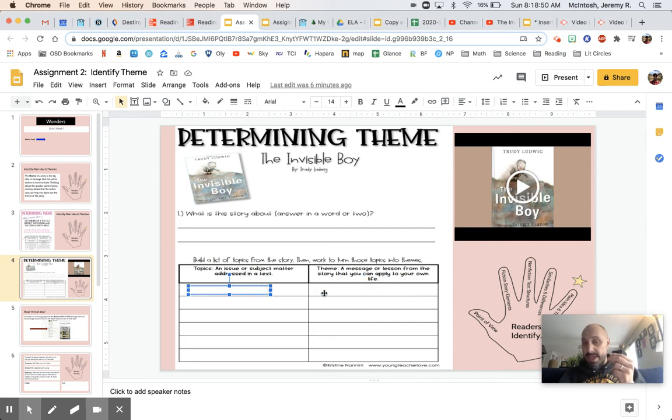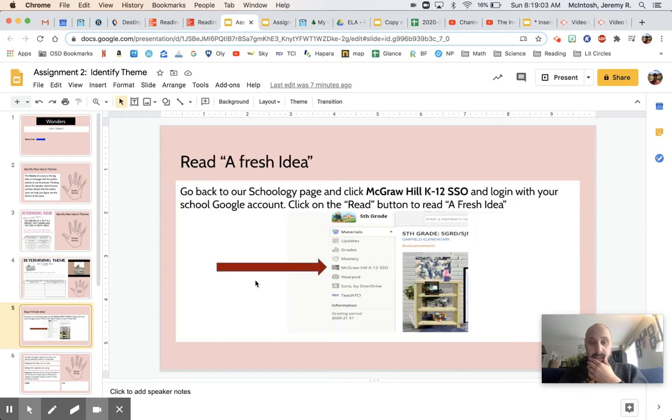And these can match up, or they don't necessarily have to. Okay. The next, so listen to the story and try to fill in this chart here. The next, I would like you to go back. Now, this says read A Fresh Idea. You can reread it, or if you remember it, you can try. You don't have to necessarily reread the whole thing, but that's what good readers do.